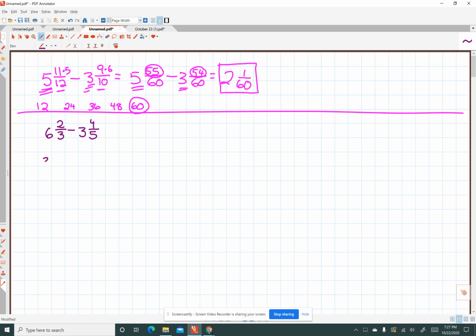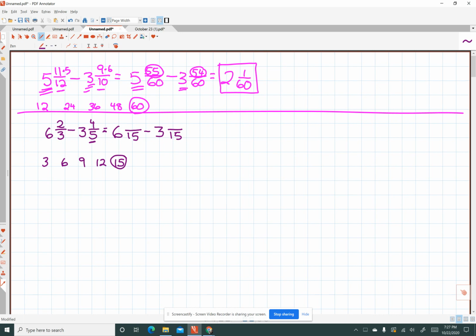Let's list the multiples of 3. 3, 6, 9. We're looking for one that is also a multiple of 5. 12, 15. There we have it. 15 is a multiple of 3 and it's a multiple of 5. So our new denominator will be 15. So we will have 6 and some number of 15ths minus 3 and some number of 15ths.